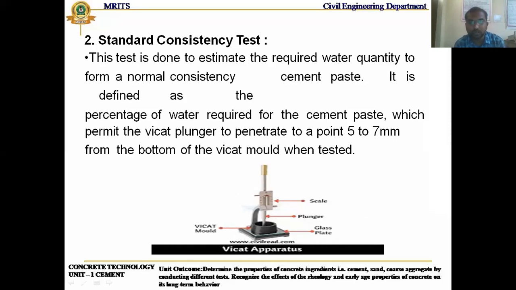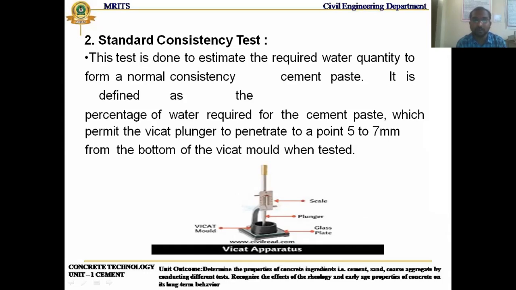It consists of a Vicat mold. A glass plate is arranged below the Vicat mold, and the stand setup consists of a plunger and a graduated scale, which we need for testing the consistency. The prepared Vicat mold is placed below the plunger, and the plunger is allowed to penetrate.